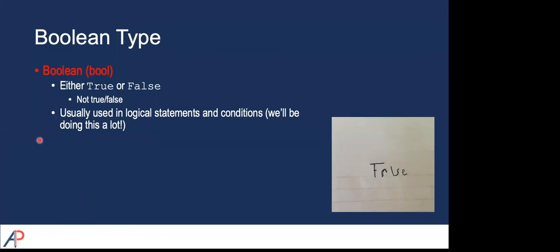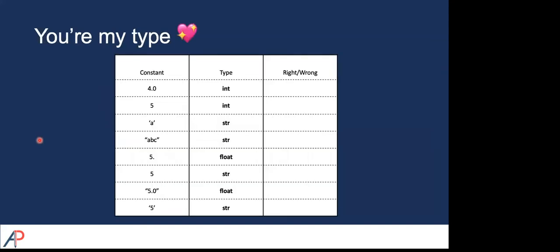Let's go ahead and try a really quick exercise. So we have 4.0, and I assigned it as an integer. Is this right or is this wrong? What should the type be instead?